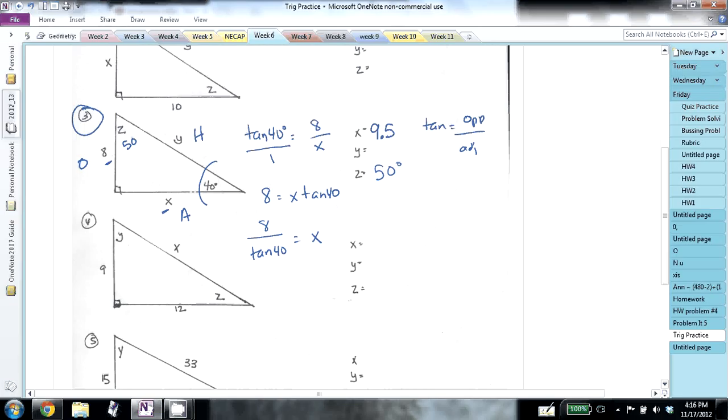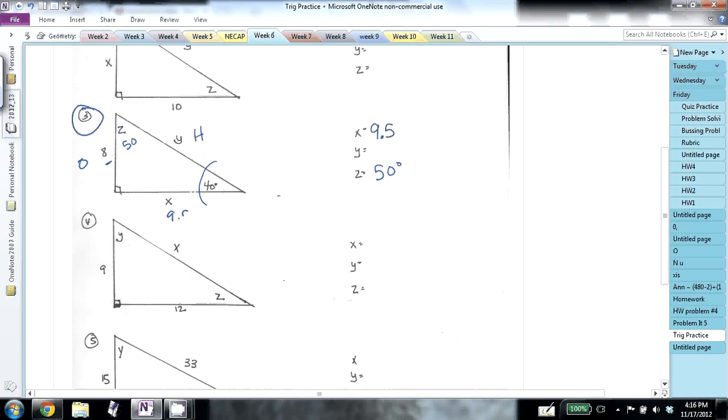Now that I've found X, I can find Y. And I really have a number of ways that I can do that. I could use the Pythagorean theorem. That'd be pretty easy. The problem with the Pythagorean theorem is that I have rounded the 9.5, so there's an error, an acceptable error, but nonetheless an error due to rounding. So I think I'm not going to choose to use the Pythagorean theorem. I'm going to choose to use the numbers that I was given in the problem to begin with. So I'm going to use the 8 and the 40.